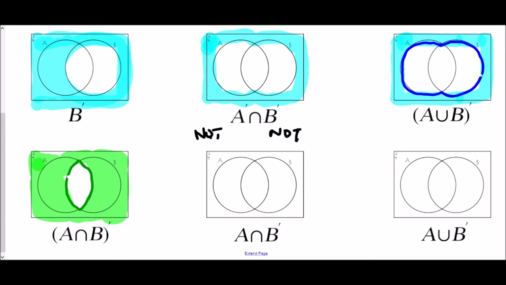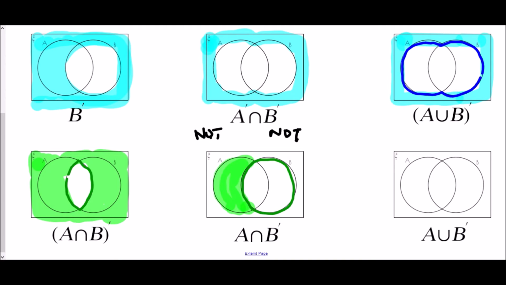Next, we have A and not B. So this means we are looking for everything which is A and it is not B. So not B would mean we can't use anything in this circle. And then, because it has to also be A, it means we're actually dealing with the pieces which are in A but are not in B. And so we are actually dealing with the little piece highlighted there.